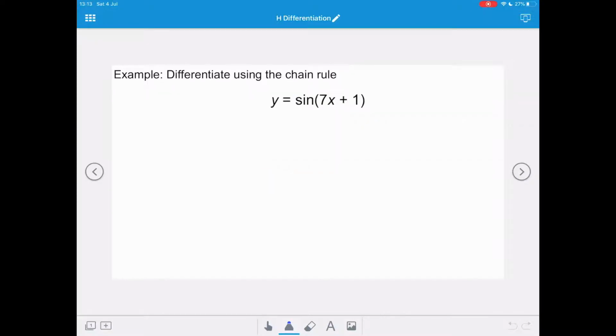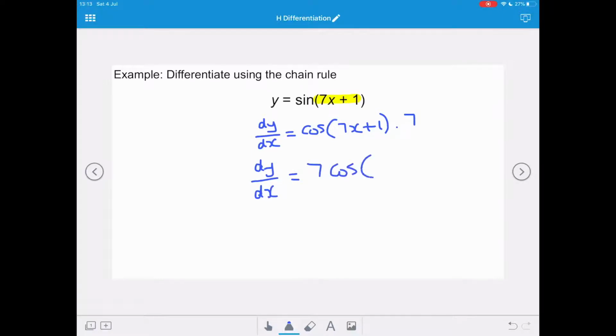So in the first example, we want to differentiate using the chain rule, and we've got y equals sine of 7x plus 1, so our inside function is 7x plus 1. So dy by dx is going to be cos of 7x plus 1, and multiply that by 7, which is the derivative of that inside function. So dy by dx is going to equal 7 cos 7x plus 1.